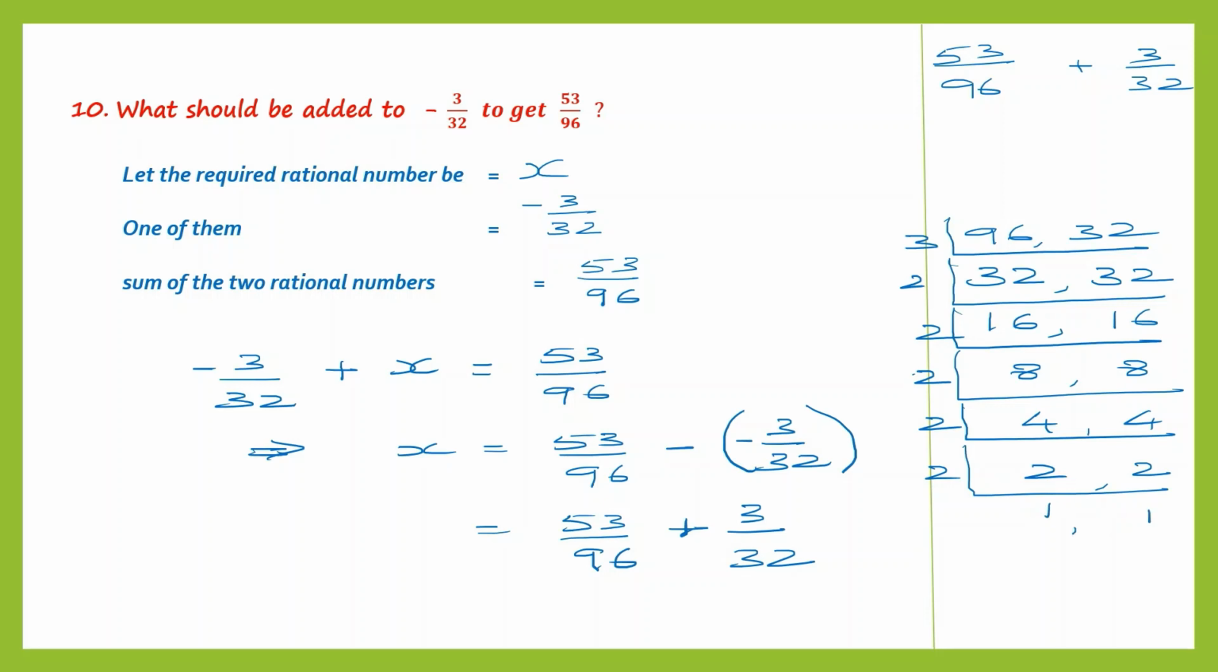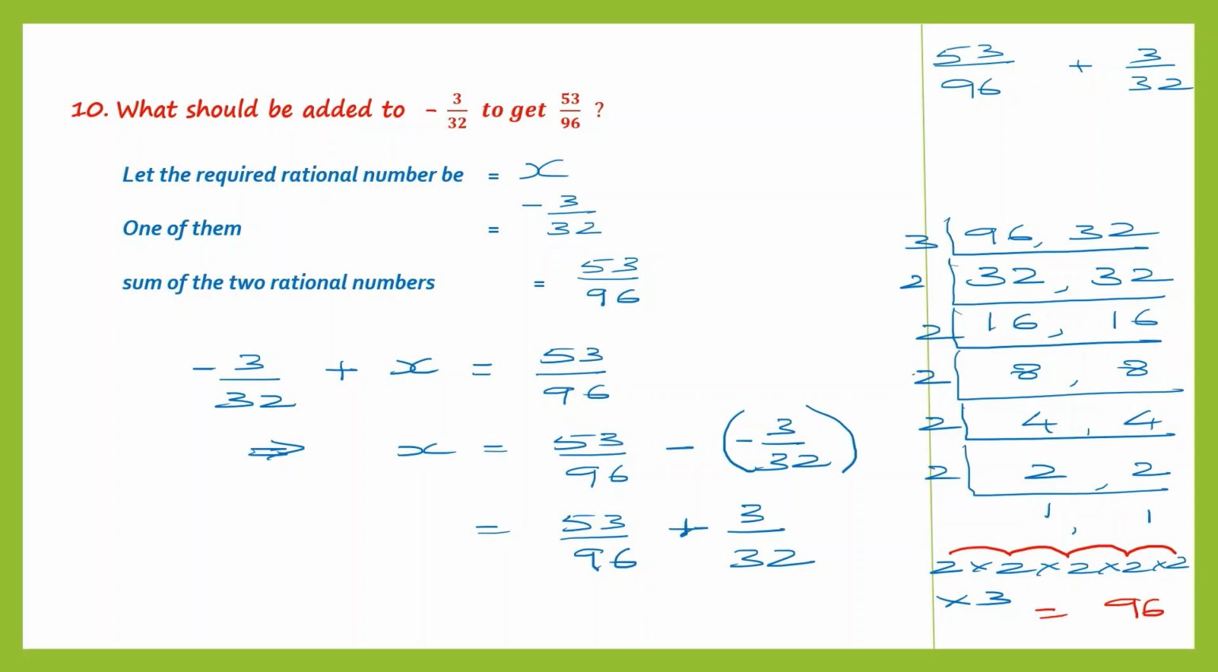So what is your LCM? We multiply all these numbers. So how many 2s are there? There are 5 2s: 1, 2, 3, 4 and 5, and we multiply a 3 with it. So there's 1 3 there, isn't it? So let's multiply these. 2 2s are 4, 4 2s are 8, 8 2s are 16, 16 2s are 32. Now 32 into 3 is 96. So we're going to use 96 as the common denominator.